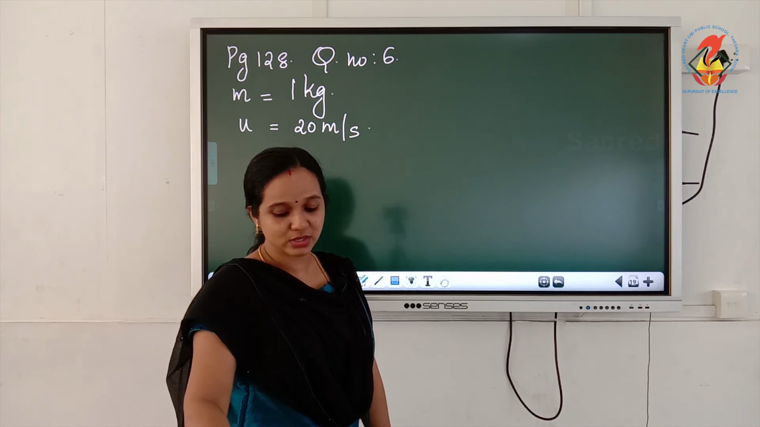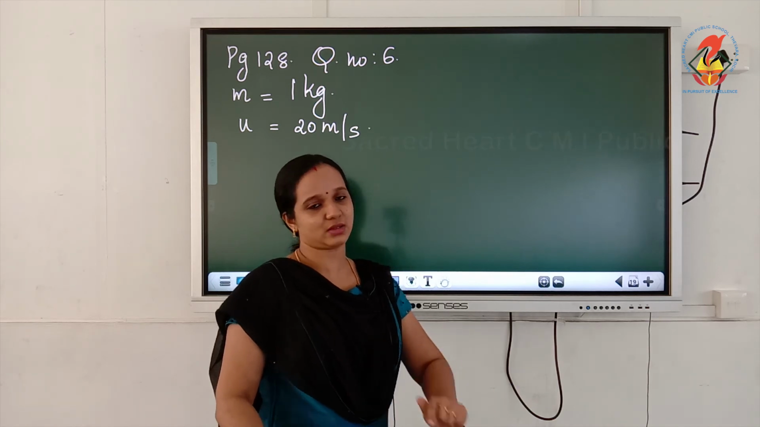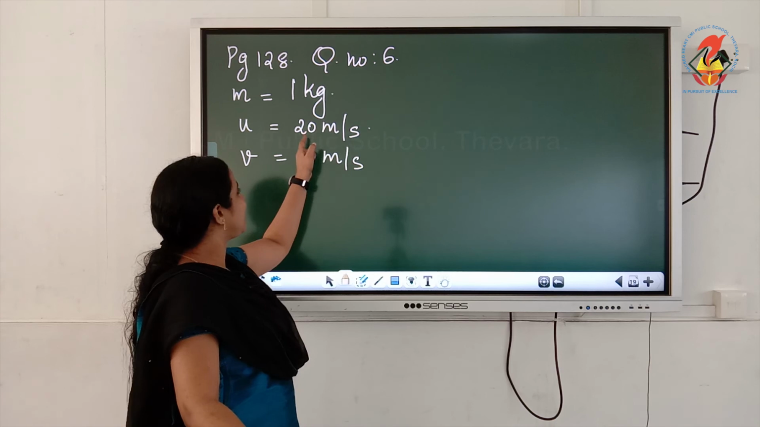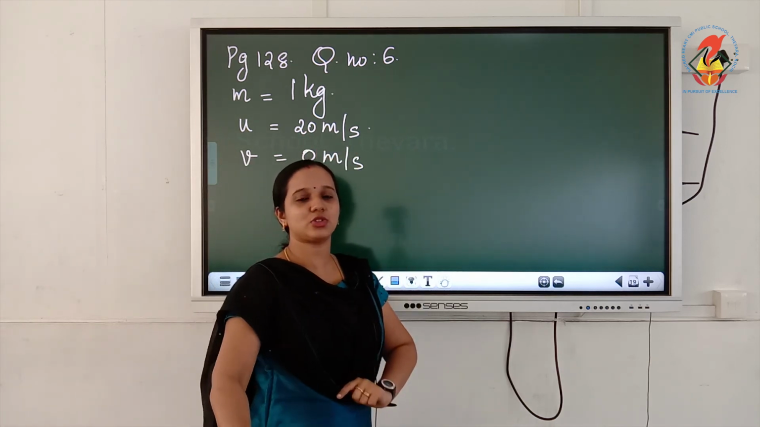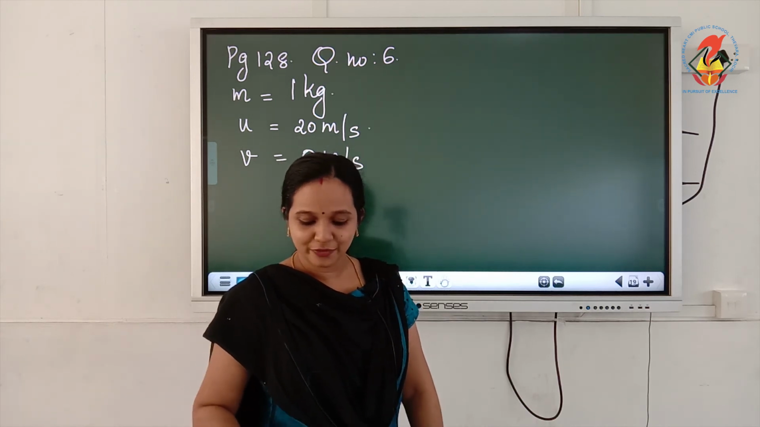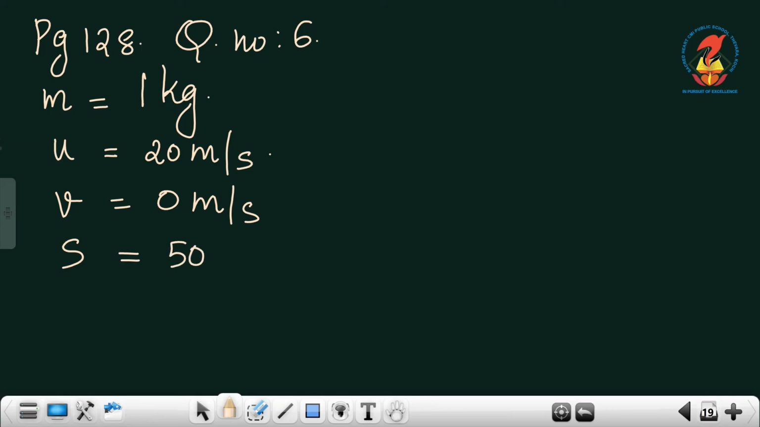Across the frozen surface of a lake, it comes to rest. The stone comes to rest means final velocity is 0. Initially the stone was travelling with a velocity of 20 and finally it came to rest, so final velocity is 0, after travelling a distance of 50 meter. What is the force of friction between the stone and the ice? So, you need to find the frictional force.